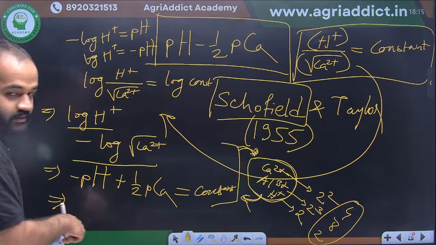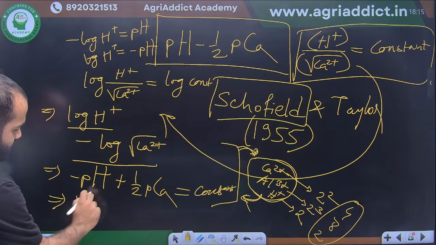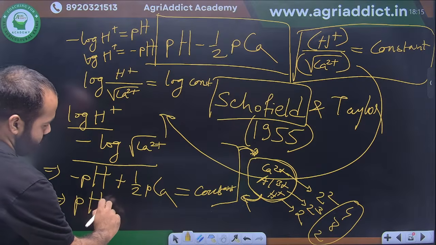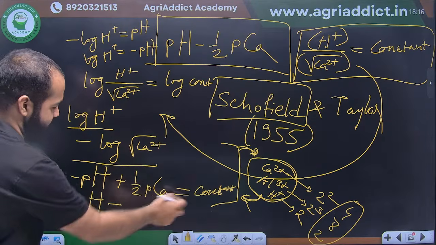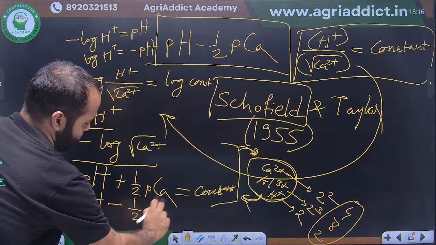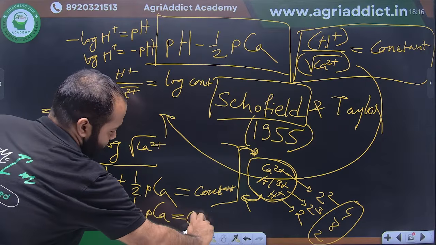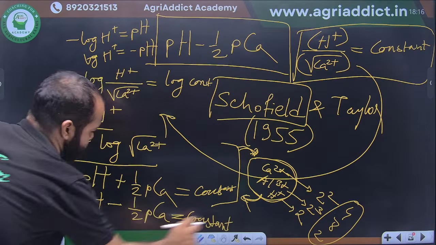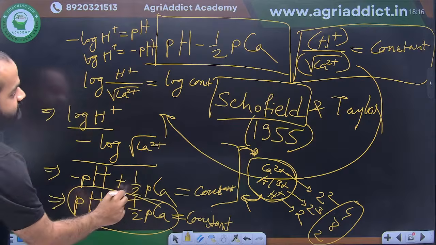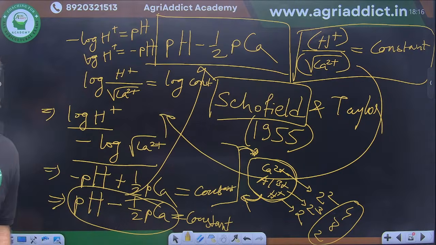All right. Then if we multiply it with minus, we will take this on that side: pH minus half pCa is equal to constant. This pH minus half pCa is called the lime potential.